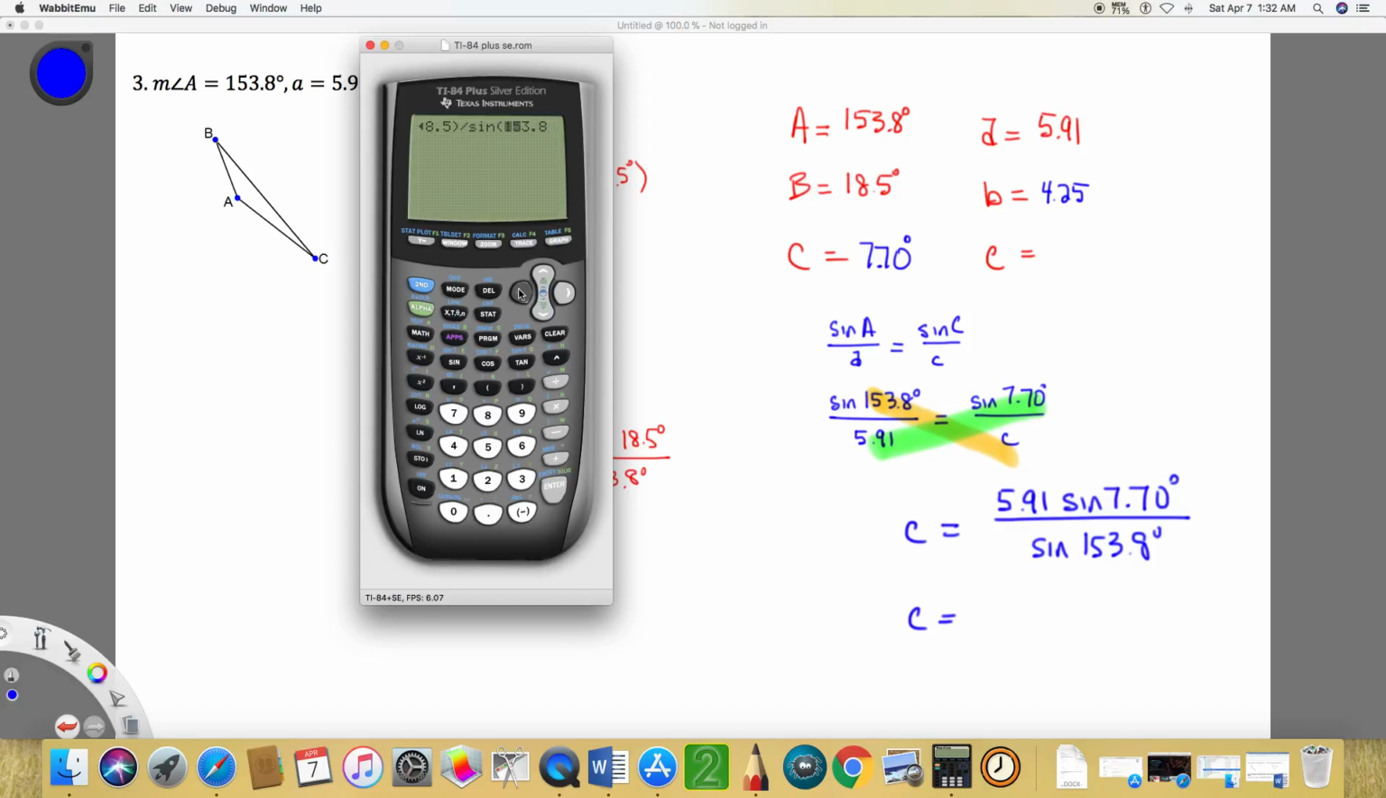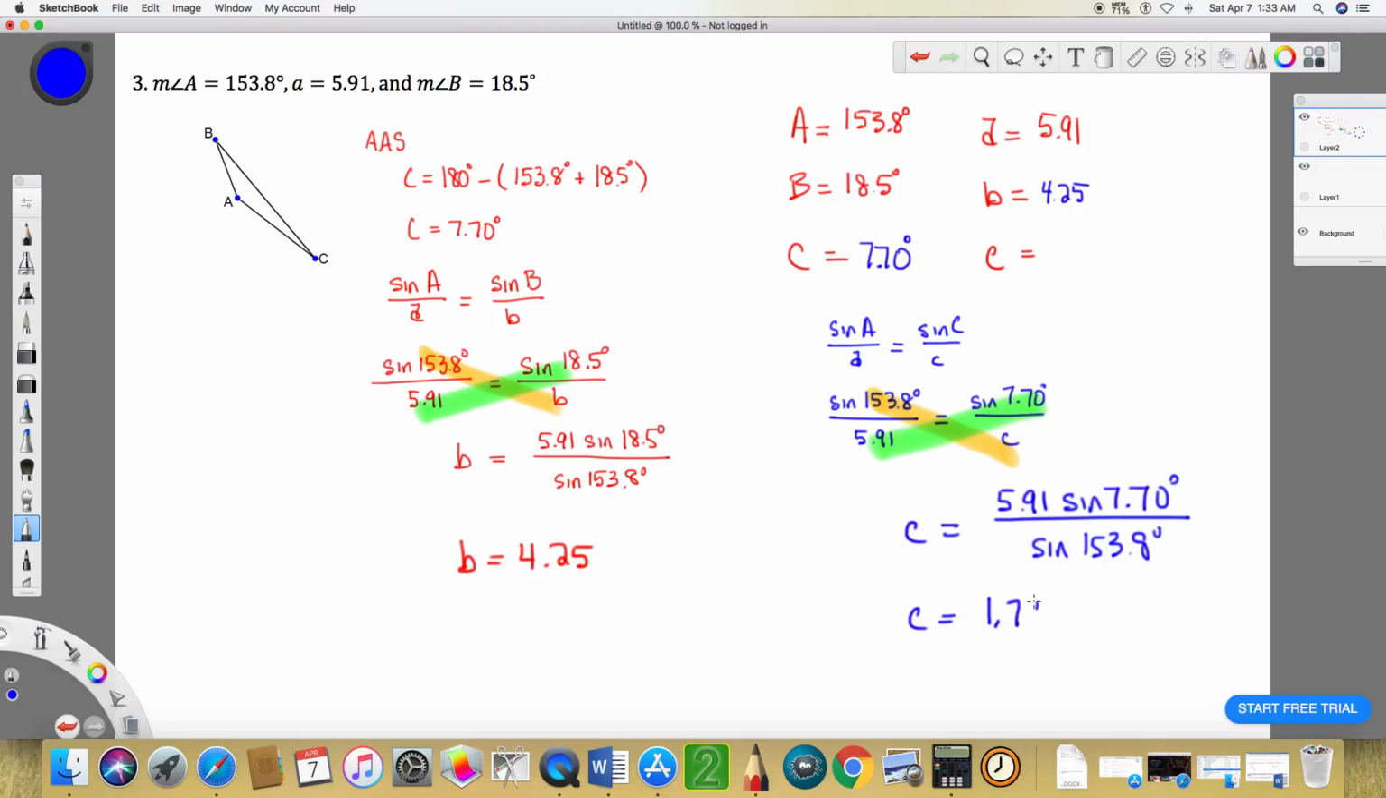Last time I used this 18.5, and now I'm using 7.7. Hey, that's the same. 1.79. So we're done. They gave us three pieces of information, and we provided them the rest.